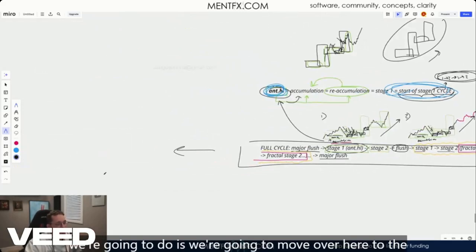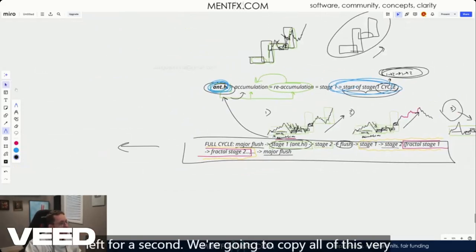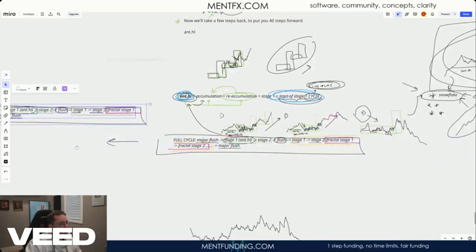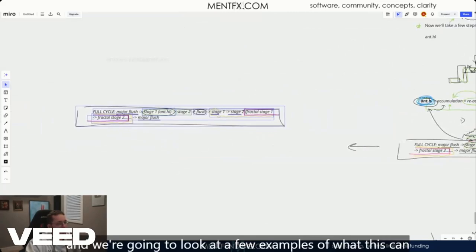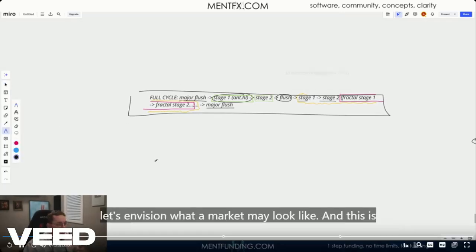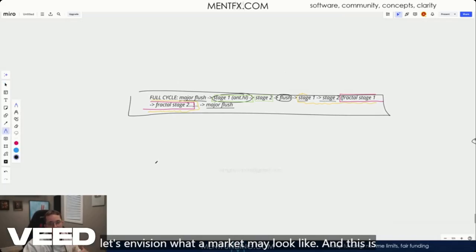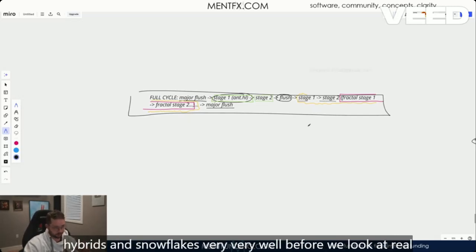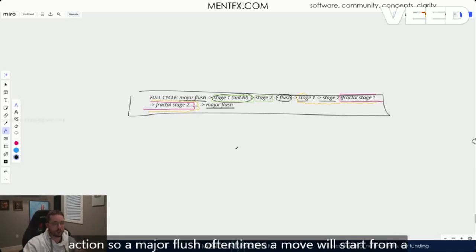So what we're going to do is move over here to the left for a second. We're going to copy all of this over, just like this, and we're going to look at a few examples of what this can actually look like. If we try to draw this out, let's envision what a market may look like. This is going to explain this idea of fractals as well as the idea of hybrids and snowflakes very well before we look at real action.